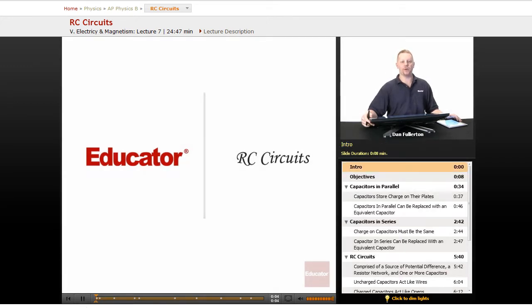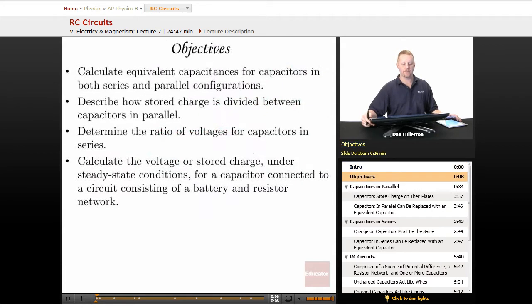Our next lesson is going to be on RC circuits, or circuits that have resistors and capacitors in them. Our objectives are going to be to calculate equivalent capacitances for capacitors in both series and parallel configurations, describing how stored charge is divided between capacitors in parallel, determining the ratio of voltages for capacitors in series, and calculating the voltage or stored charge under steady state conditions for a capacitor connected to a circuit consisting of a battery and a resistor network, an RC circuit.